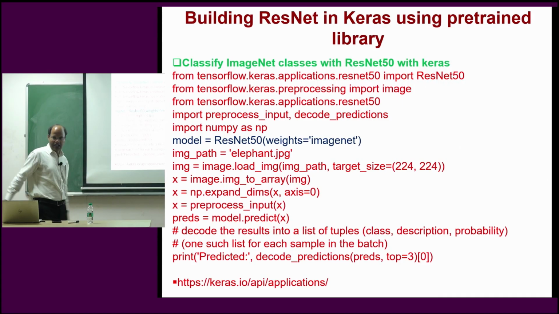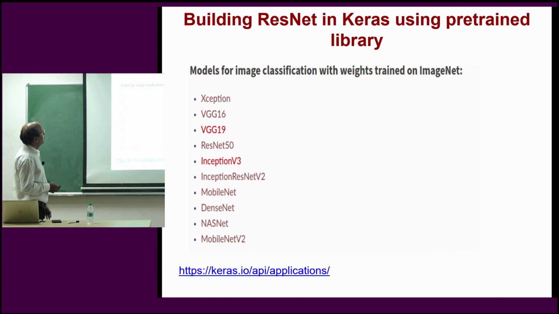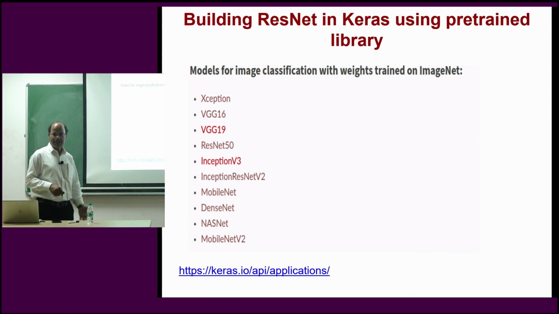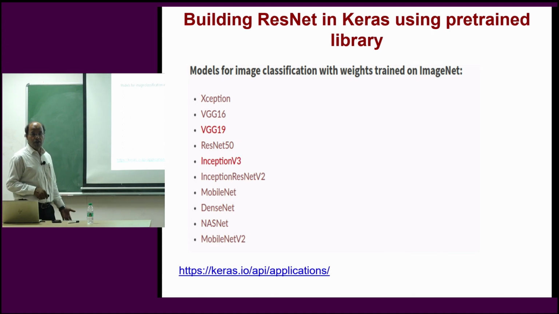This is called complete transfer learning. We are not doing anything from our side. Everything is ImageNet, the ImageNet data set. And these are the pre-trained models available, and even more are available. This was the old slide, prepared in 2021 I would say. So Xception, VGG16, 19, ResNet, Inception V3, Inception ResNet V2, MobileNet, DenseNet, NASNet, MobileNet V2 and so on. These are the models already available, trained on ImageNet.